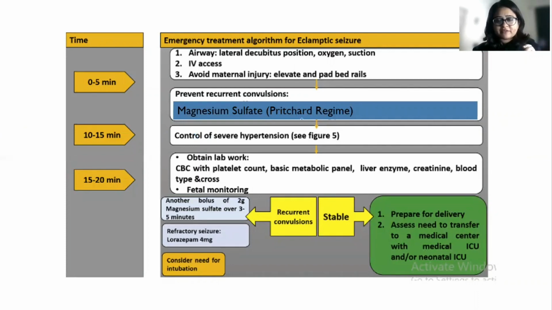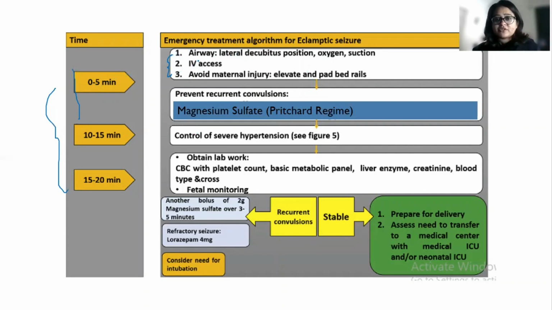Now, this is just a chart which I thought was a good way to explain what needs to be done. So this is the timeline. When a patient comes with eclampsia, approximately this timeline needs to be followed in the first 20 minutes. The first 5 minutes would involve immediate patient stabilization, that is stabilizing the airway.